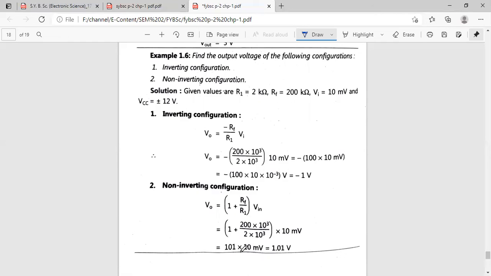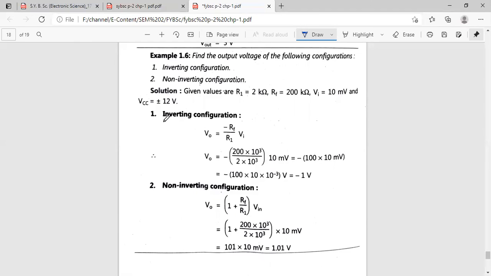The next question, question number 6, problem number 6: find out the output voltage of the following configurations, inverting configuration and non-inverting configuration. What we have given are the values of R1, RF, VI and VCC. We know the formulas of inverting configuration and non-inverting configuration. Simply we have to put the values in the formula and perform the calculation. It's as simple as that.